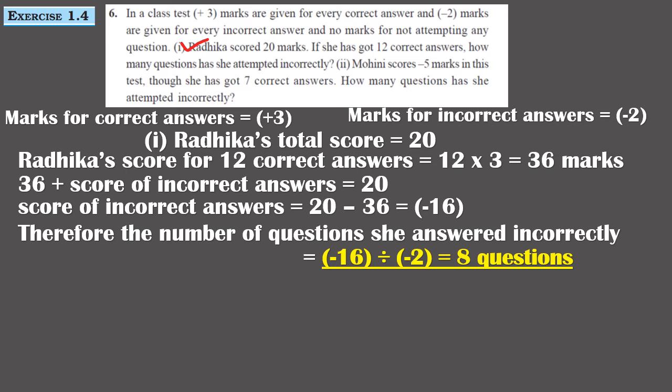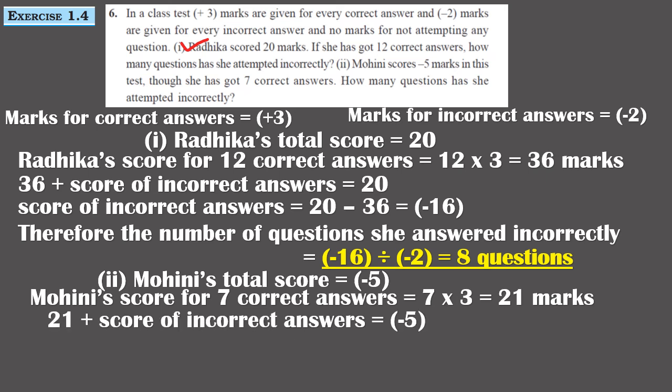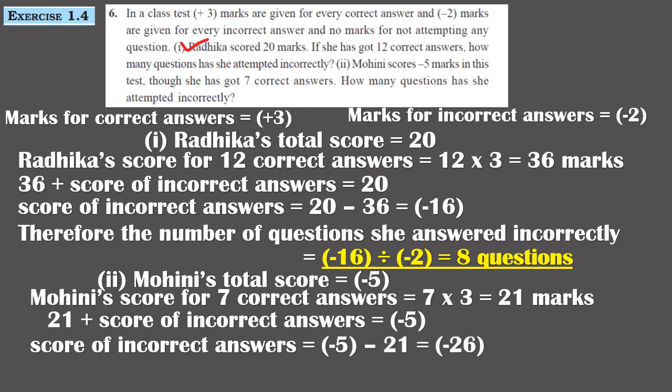Clear? Now let us move on to the second part of the question, that is Mohini's score. Mohini's total score is given as negative 5, though she has got 7 correct answers. So her score for 7 correct answers is 21 marks. But her score is minus 5. That means 21 plus the score of incorrect answers gives her negative 5. So the score of incorrect answers will be minus 5 minus 21, which is equal to minus 26.